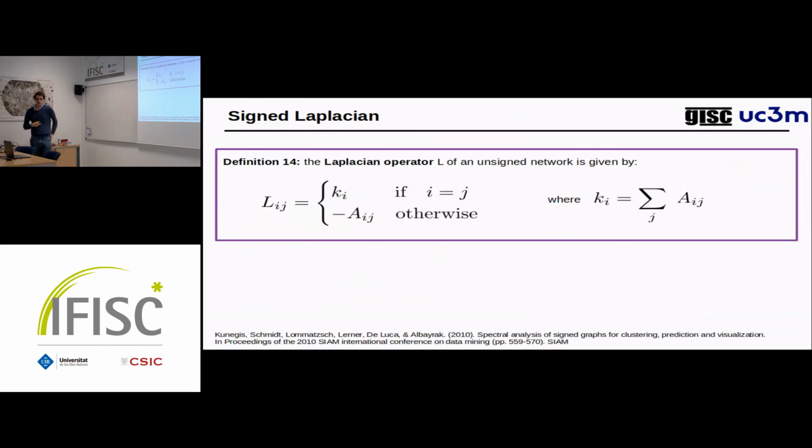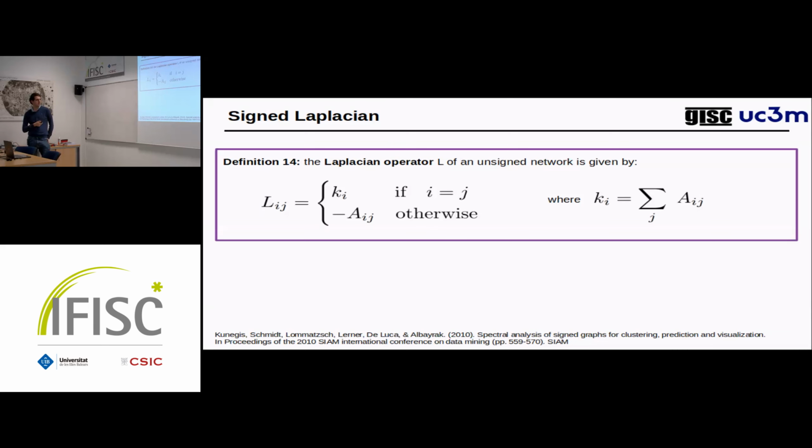The key operator for the diffusion equation is, of course, the Laplacian, which we have said has the degree in the diagonal entries, and it's the negative of the adjacency matrix in the off-diagonal matrix elements. And this is for an unsigned network. So the question is, how can we generalize this to a signed network? And it turns out that it's very simple.